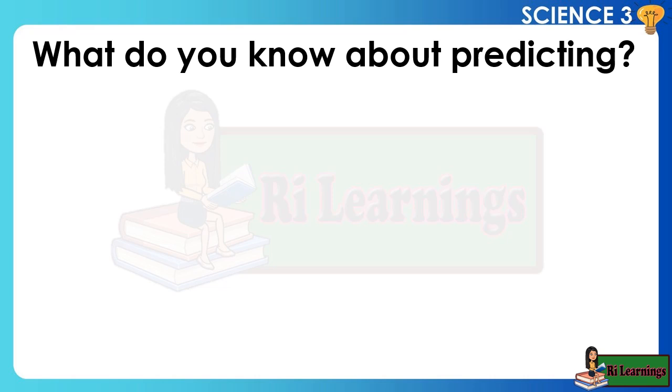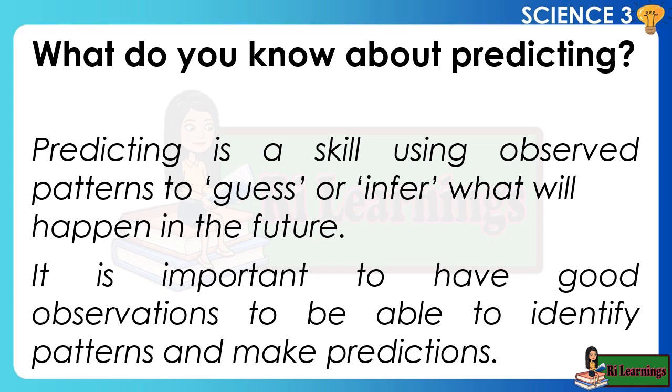What do you know about predicting? Predicting is a skill using observed patterns to guess or infer what will happen in the future. It is important to have good observations to be able to identify patterns and make predictions.